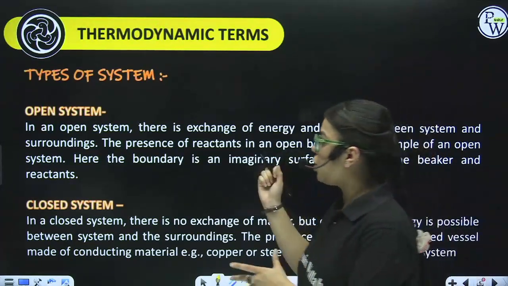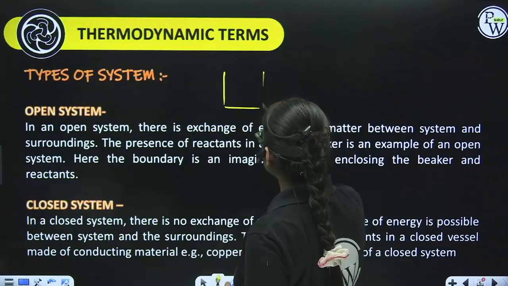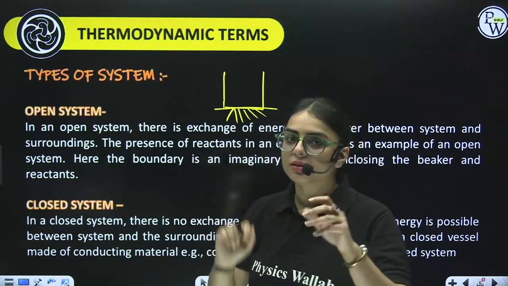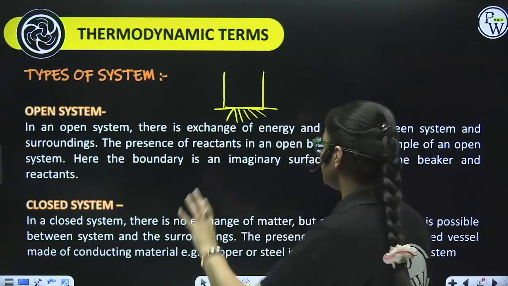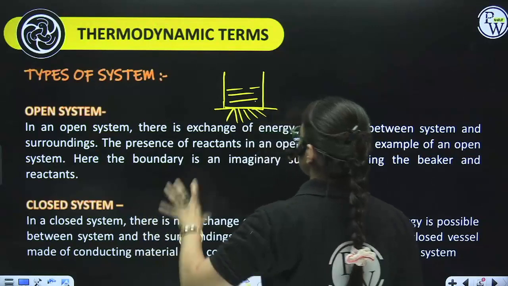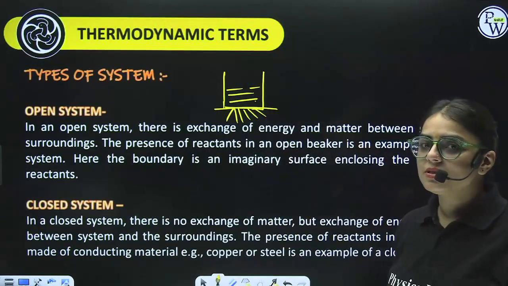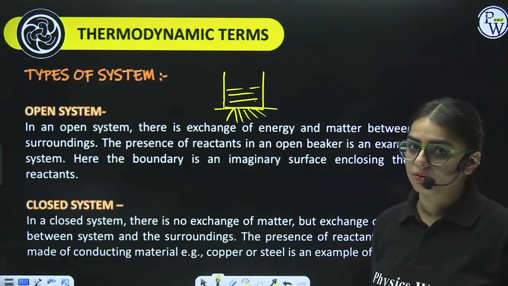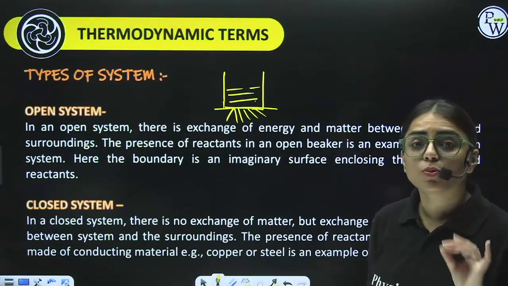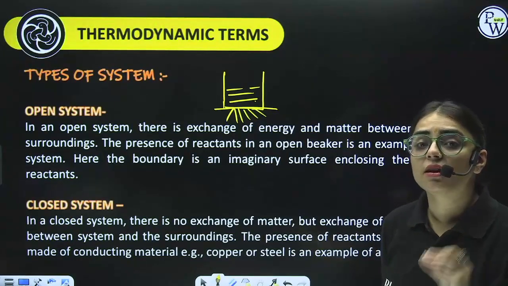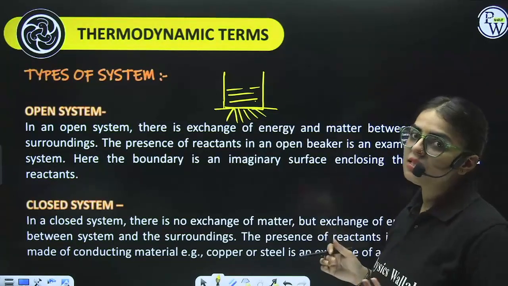Now, if I have to draw this, I would say that, for example, I have this beaker with me and I have kept this on a heater. This beaker holds some liquid, let us consider. So this is an open system. Why is this an open system? Because there is an exchange of both energy and mass over here. Again, what is an open system? Where we can observe there is an exchange in mass and energy, both. That is what an open system is.